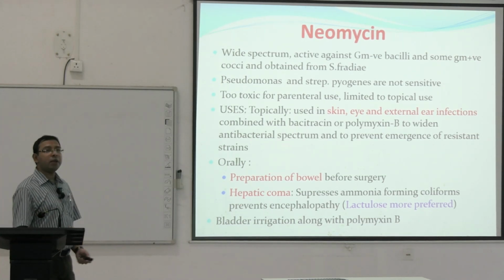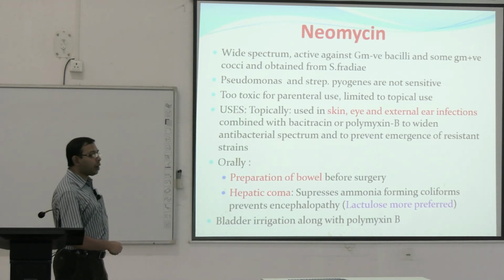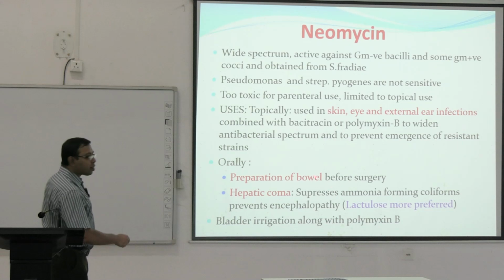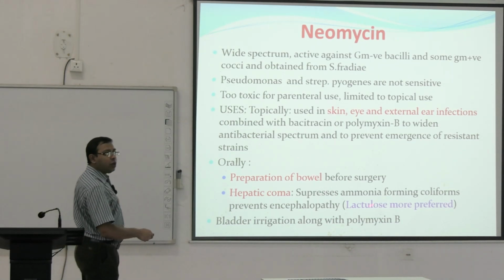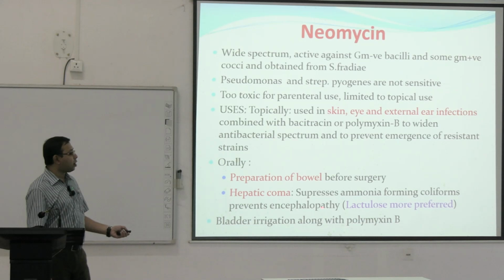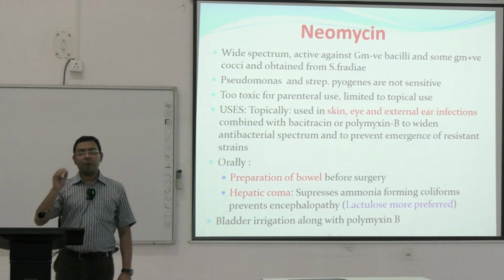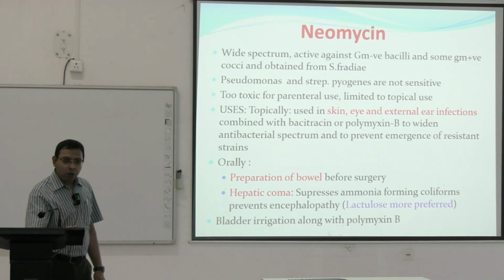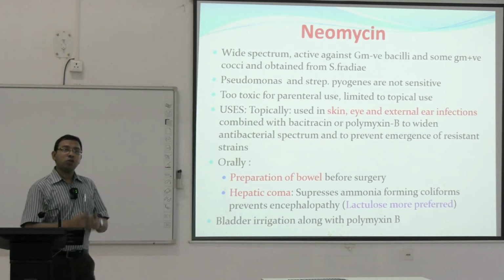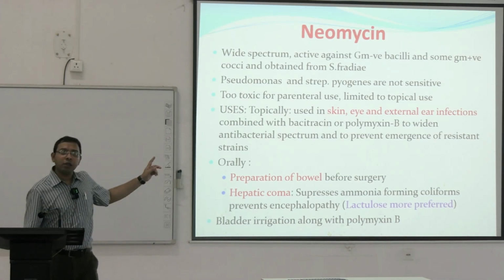And next is hepatic encephalopathy or hepatic coma. When there is hepatic encephalopathy or hepatic coma, we use this neomycin, which mainly suppresses the ammonia-forming coliforms, and ultimately that prevents the encephalopathy. Usually lactulose is preferred. Already in the gastrointestinal pharmacology chapter you have read about lactulose. So lactulose is used in hepatic encephalopathy, very common questions. After lactulose, another thing that is used in hepatic encephalopathy is neomycin.